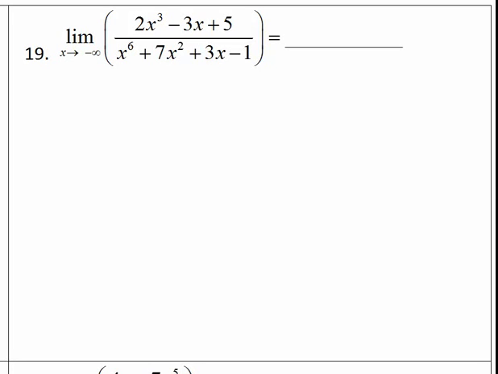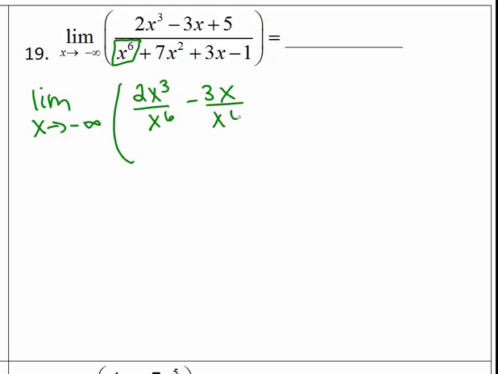Right here for number 19, we are actually finding the limit as x approaches a non-finite number, so an infinite value. So we're not going to just be able to plug in negative infinity in place of x. We're going to go back to our strategy that we talked about. We're going to find the highest power of x that's in the denominator, and we're going to divide each term by that highest power of x. So we're going to write this as the limit as x approaches negative infinity of, and we're going to rewrite each term by dividing by x to the power of 6.